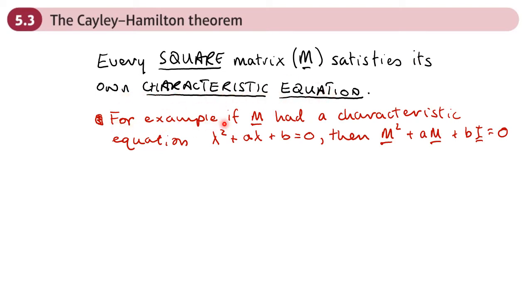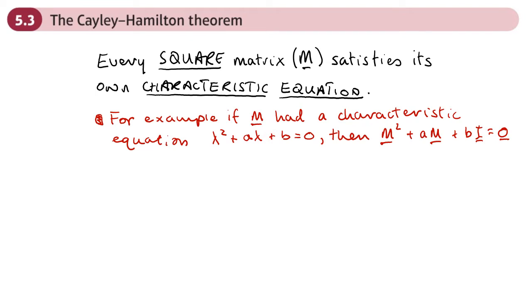Here's an example. If I had a square matrix M, and it had a characteristic equation which was lambda squared plus a lambda plus b equals 0, then M squared plus aM plus b times the identity equals 0, and this should be the 0 matrix. I'm going to underline that. So you can see that the coefficients here are the same as the coefficients of the characteristic equation.